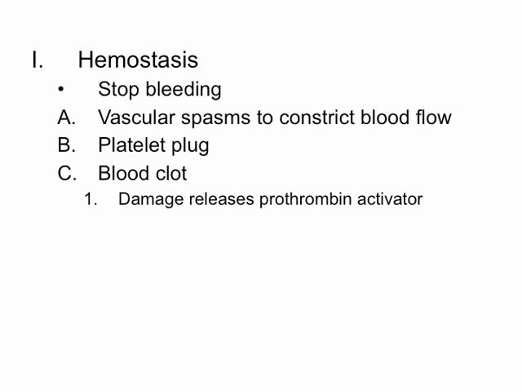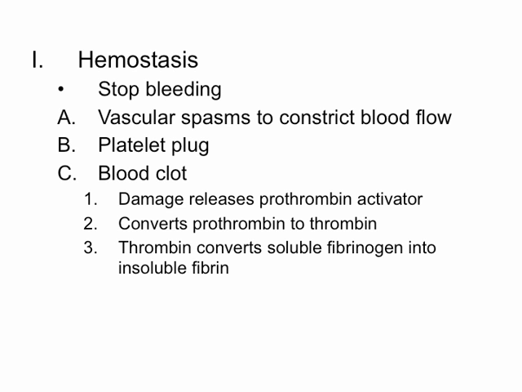The first thing that happens is damage to the tissue releases something called prothrombin activator. Prothrombin activator converts prothrombin to something called thrombin. Thrombin then converts soluble fibrinogen into insoluble fibrin.